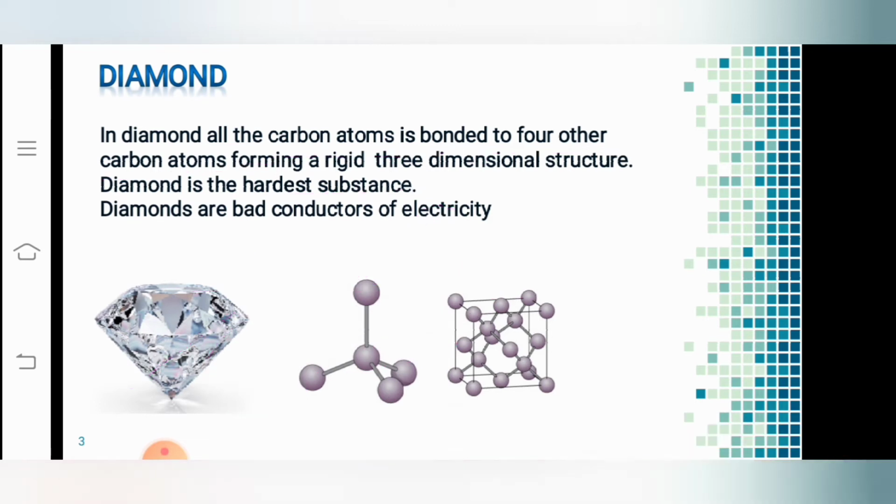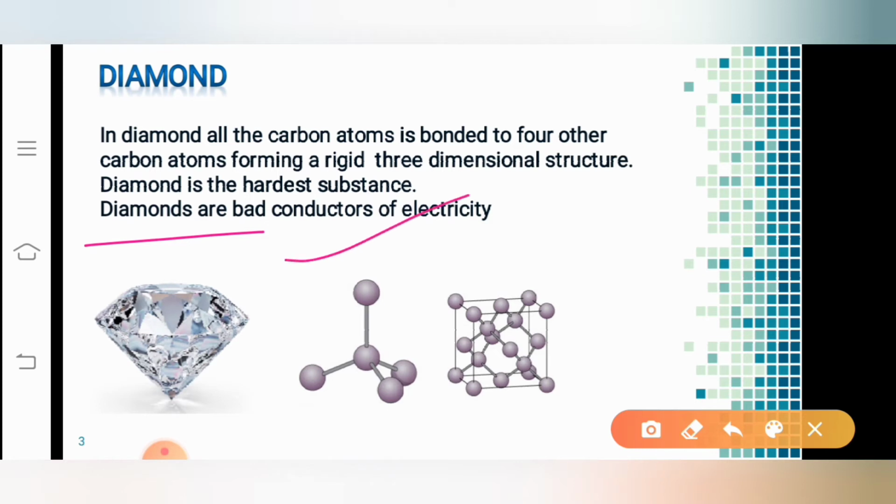And if we talk about the conductivity of diamonds, diamonds are bad conductors of electricity because they are made up of carbon. You know that carbons are poor conductors. They do not conduct electricity, correct? As a result, diamonds also have a poor nature in conducting electricity.